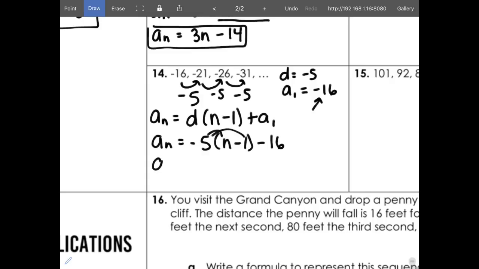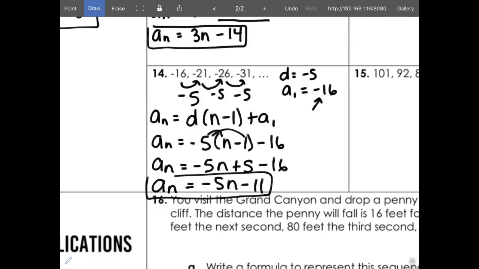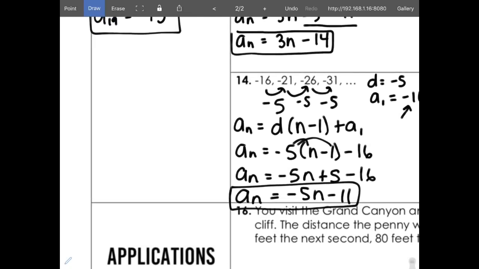Let's distribute here. a sub n equals negative 5n plus 5 minus 16. Now we can collect these two like terms: negative 5n, and positive 5 minus 16 is negative 11. Great, we have our formula. Okay, let's plug it in. Actually, I'm going to rewrite it up here. a sub n equals negative 5n, and because we have a lot of negatives, minus 11.